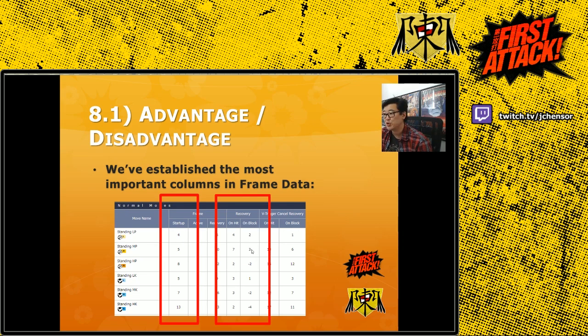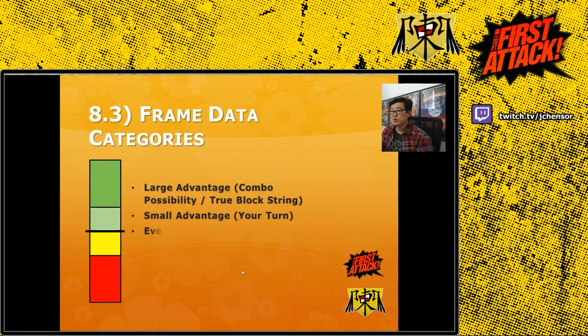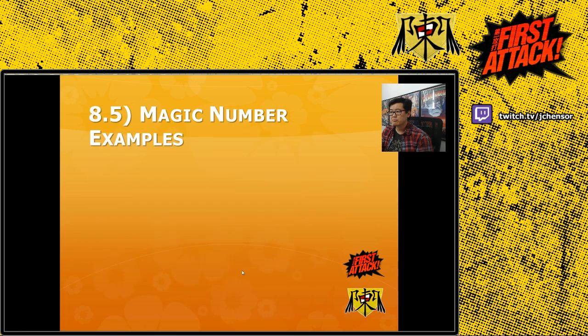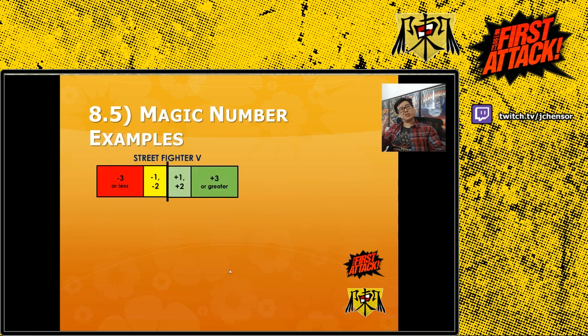But you see this 2, 3, -2, 1, -2, -4. These numbers here on block. If you look at these numbers now and you go to Street Fighter V, you can now start putting these moves into categories. So if you see that the number over there is 3 or greater, that means you have a large advantage.